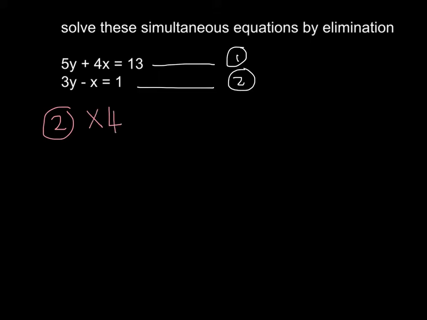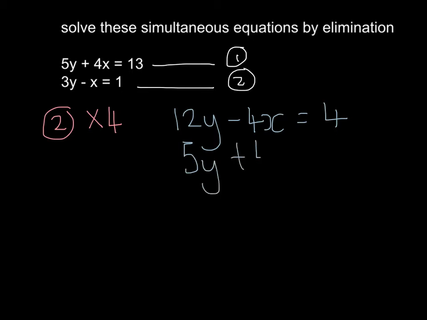So I have to multiply the whole equation. So 3y times 4 is going to be 12y. Minus x times 4 is going to be minus 4x, and 1 times 4 is just 4. So that's my new equation. The other equation, equation 1, I'm just going to keep the same, and I'm going to write it underneath. So 5y plus 4x equals 13.